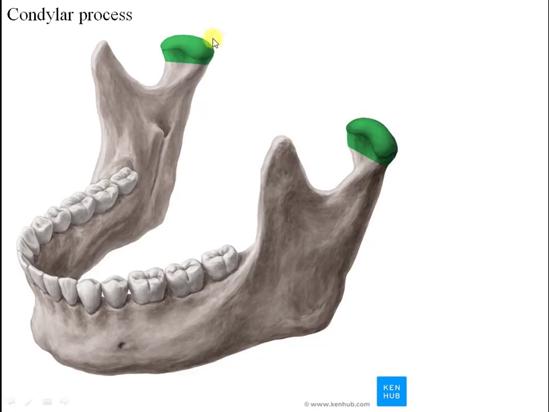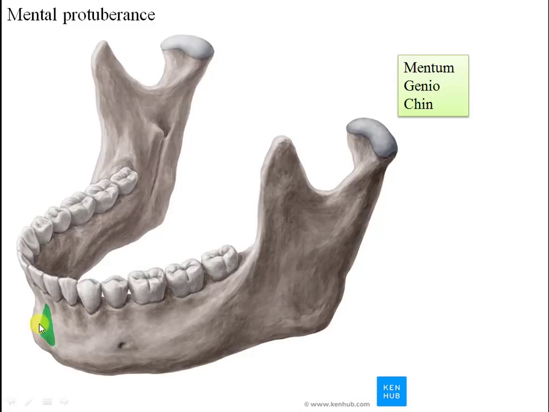The condylar process contains the head and the neck, and just anterior to the neck we have this fovea, the pterygoid fovea, then the coronoid process, the mandibular notch. Now here, the anterior border of the ramus of the mandible continues on the outer aspect to form this oblique line here. Mental foramen, mental protuberance. Mentum and genio are related to the chin area of the mandible.